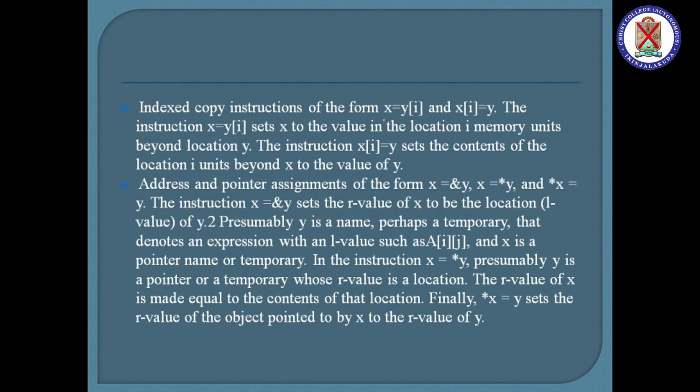As in the case of an array or memory location, if there are n values in a memory and we want to point to only a specific value, you can write the indexed operator, X equal to Y of I. So that specific value will be copied to X. Okay. Next is pointer instruction.